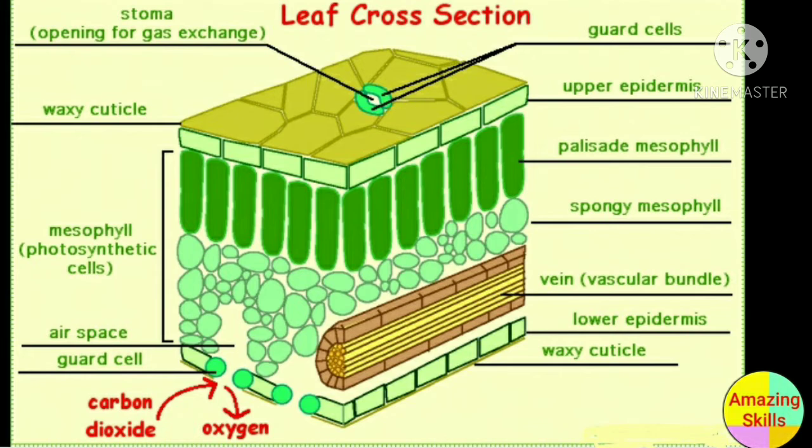Children, next, from down to top, waxy cuticle. It covers and protects the leaf. Next, lower epidermis. Next, veins. Those are vascular bundles. They supply the food. Children, there are two kinds of mesophylls. Downward, spongy mesophyll, and upward, palisade mesophyll. On top of this, the upper epidermis, and at the topmost, stomata will appear. Stomata will be opened by guard cells.